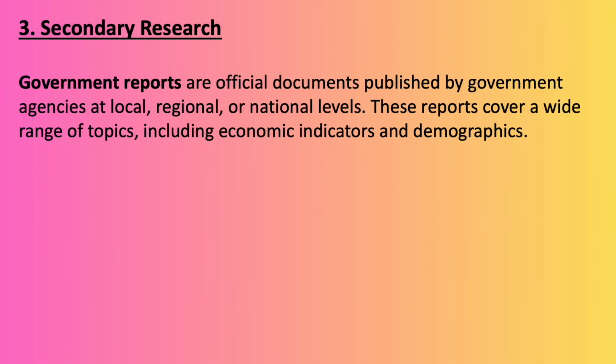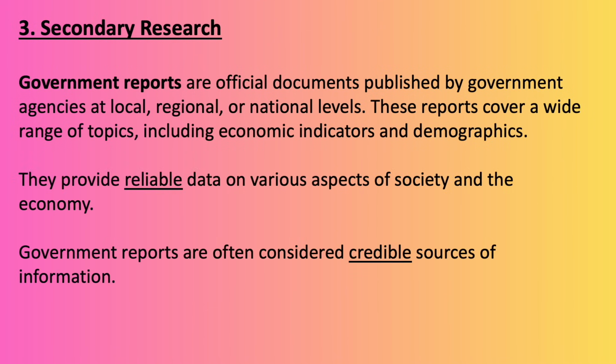Next one on the secondary research is government reports. So these are official documents published by government agencies. They're reports that cover a wide range of topics, including economic indicators, looking at demographics, provide reliable data on various aspects of society and the economy. And government reports are often considered credible sources of information. So you might want to play off government reports against the internet in terms of the credibility, the reliability of that data. Now remember, when we look at primary research and secondary research, primary research, we're thinking about research essentially that you've conducted. Secondary research is data that has been gained through somebody else.